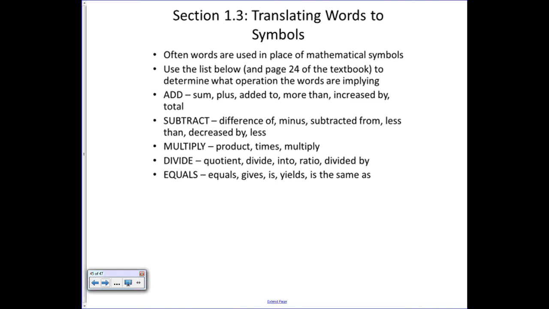Subtract is implied by difference of, minus, subtracted from. Multiply is implied by product or times. Divide is implied by quotient, divide, ratio. And then equals is implied by equals, gives, is the same as. And so we're going to use these words to write mathematical equations.